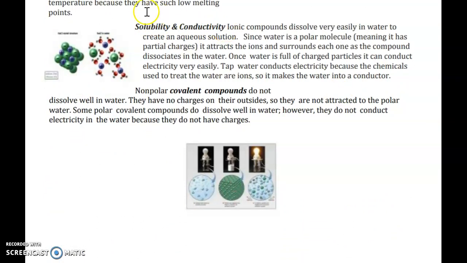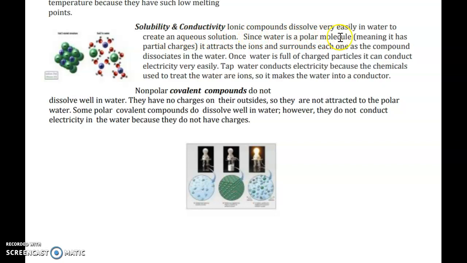Solubility and conductivity. Solubility is its ability to dissolve, and conductivity is its ability to conduct electrical currents or electricity. So ionic compounds dissolve very easily in water to create what is called an aqueous solution. Think of like aqua with water, aqueous solution.